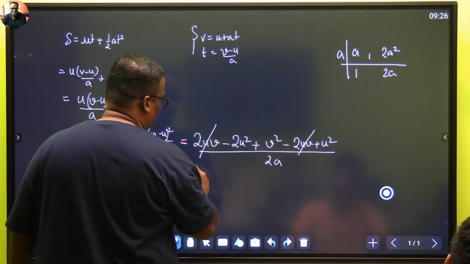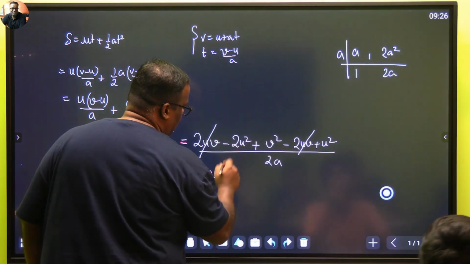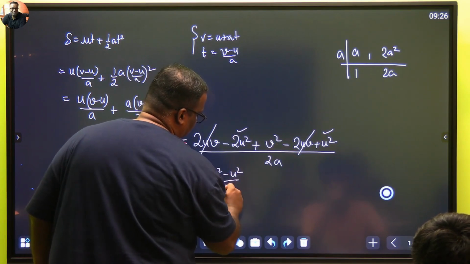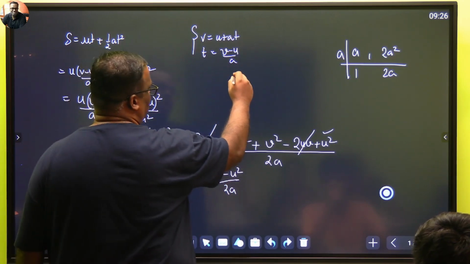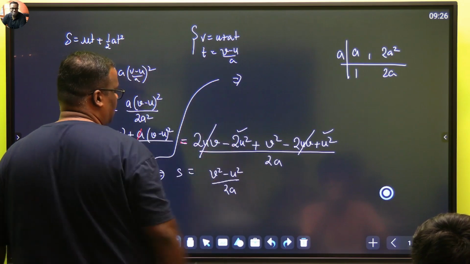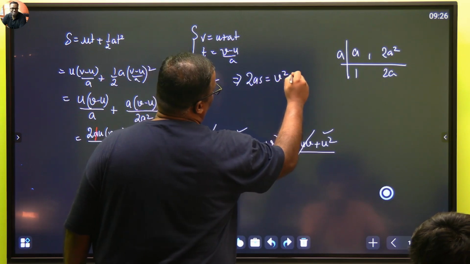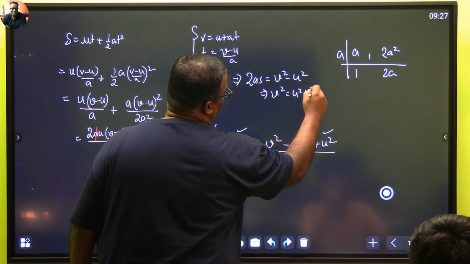Okay. And what do you have? 2u square and u square. So we have a v square and this one will give you minus u square divided by 2a. And on this side we have got s. शायद आपके मन में खुशी आ जाना चाहिए. यहाँ से इसको करें तो हमें मिलेगा 2as is equal to v square minus u square. And that's your formula. v square equal to u square plus 2as.